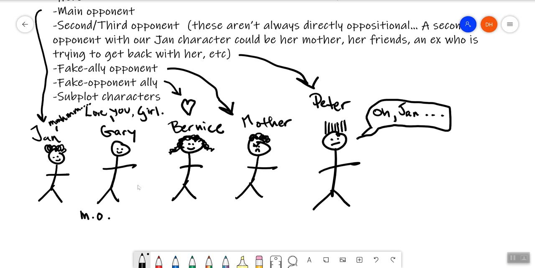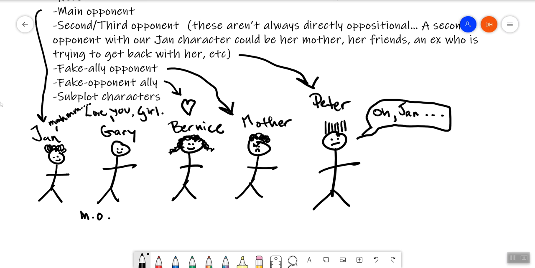Like I said, a second opponent could be Gary's mother, for example, not Jan's mother, but Gary's mother. So remember, we have our point of view character, right? But Gary's mother comes to visit. They're living together. Everything seems fine. And Gary's mother comes for the week. And so now we have our in-laws visiting. Always fun. I'll say no more in case my wife hears me.